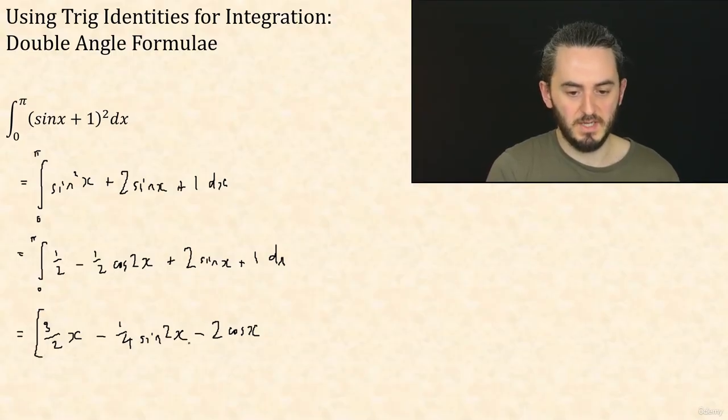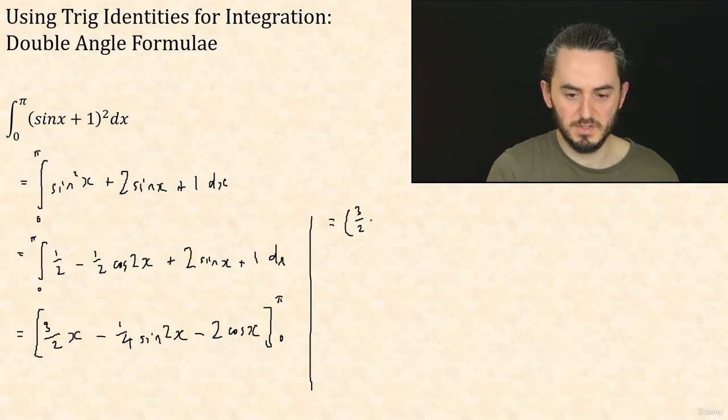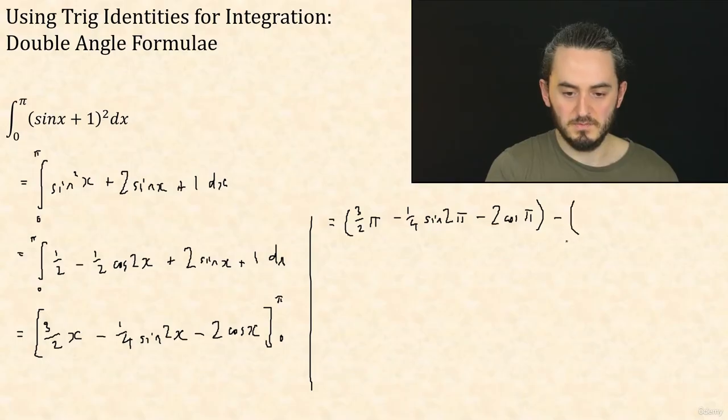And this is what I'm subbing pi and 0 into. So let's continue it up here. If I sub in pi, what do I get? Well, I get 3 over 2 pi minus 1/4 sine 2 pi minus 2 cos pi. And then I'm now subbing in 0, so I get 3 over 2 lots of 0, which is 0, minus 1/4 sine 0 minus 2 cos 0.